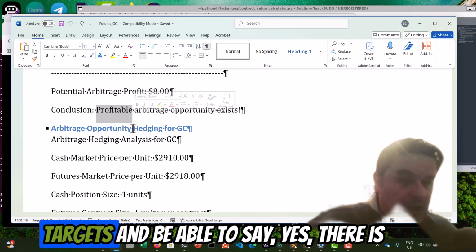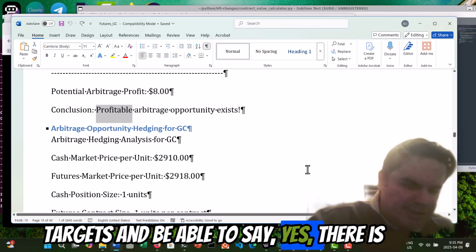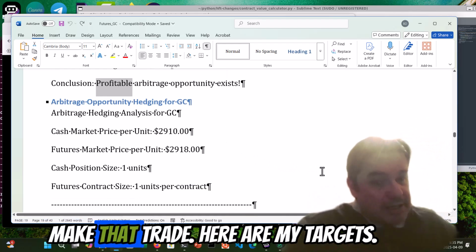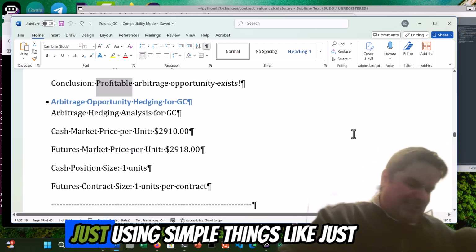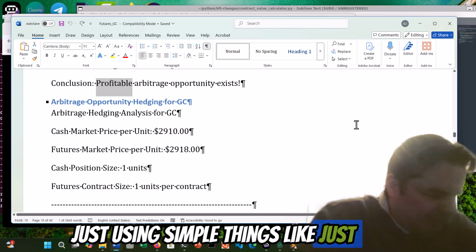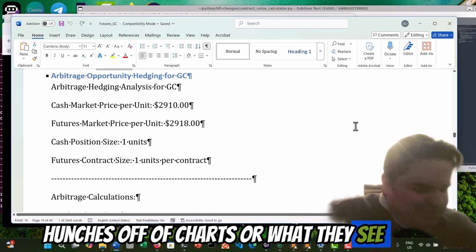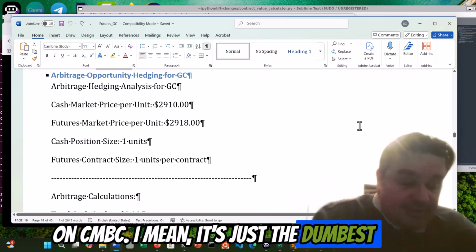And then they set targets and are able to say, yes, there is an opportunity there. Therefore, I'll make that trade. Here are my targets. Here are my entry points, instead of just using simple things like hunches off of charts or what they see on CNBC. To me, just the dumbest way to trade.